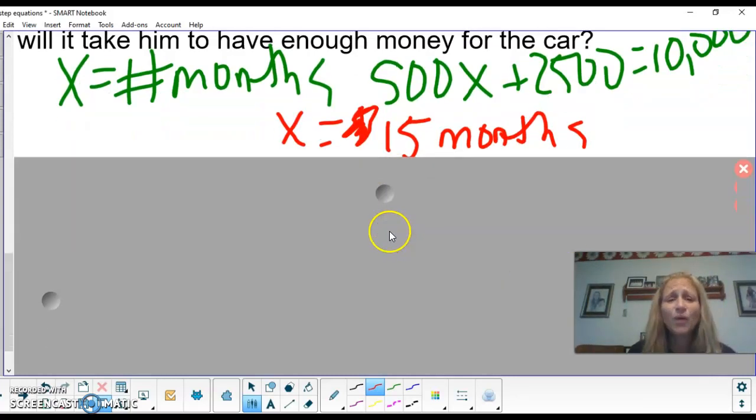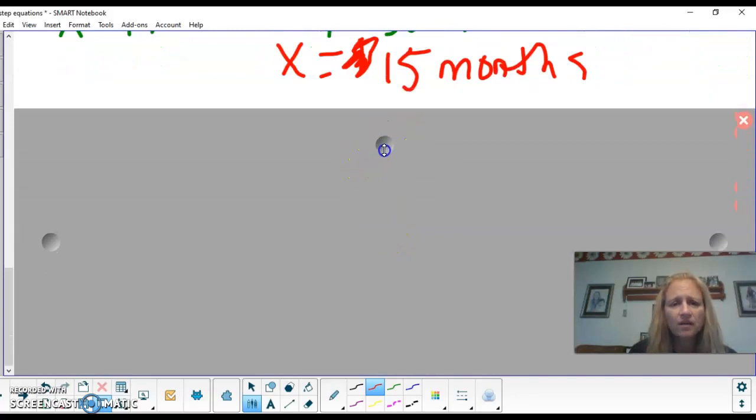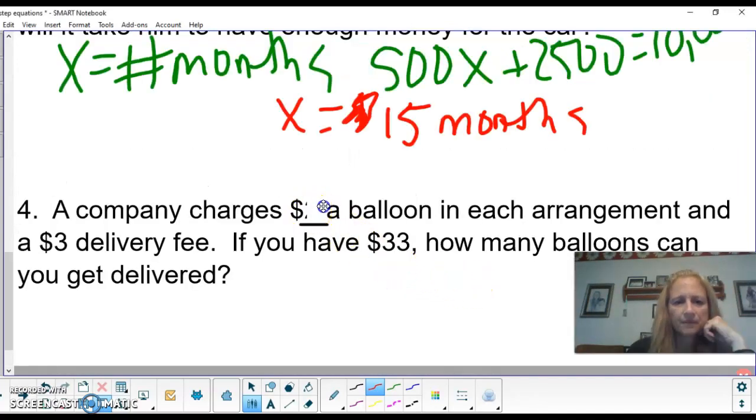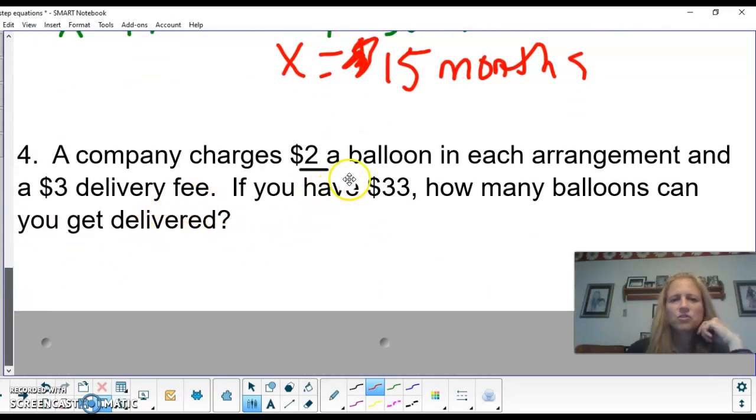All right, last one, guys. So we got a company that charges $2 a balloon in each arrangement and a delivery fee of $3. If you have $33, how many balloons can you get delivered?